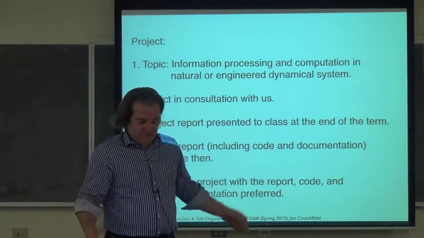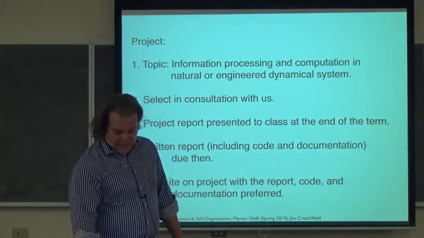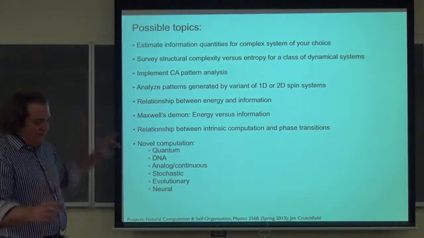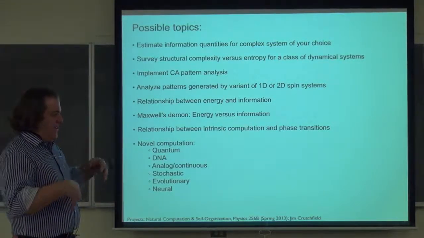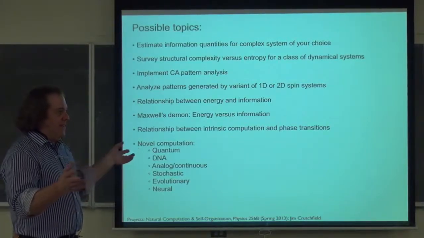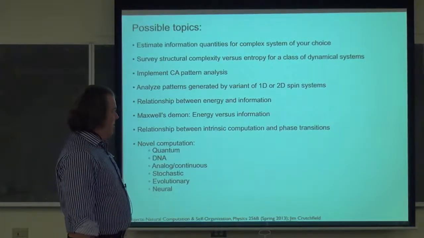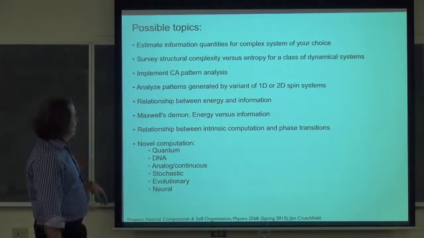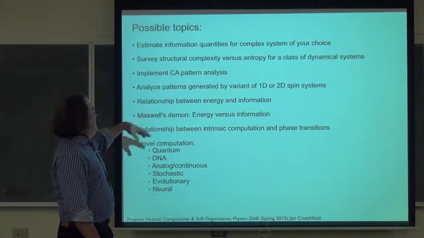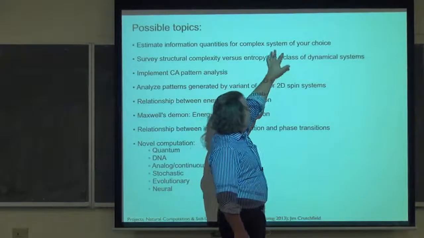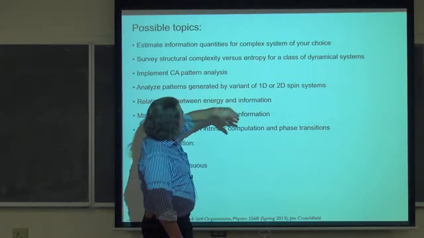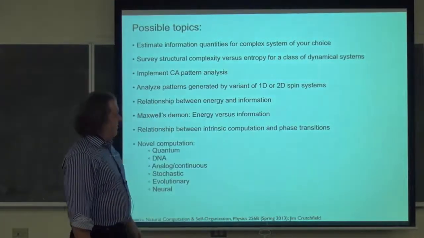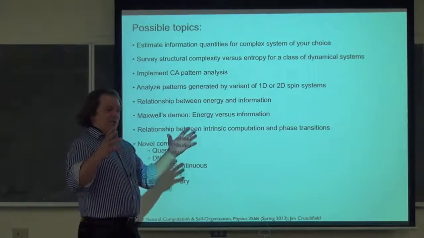Even those topics that didn't pan out well would be worth doing. And again, this is just to stimulate your thinking a little bit, maybe to indicate how broadly you can search. Here are some example topics. Generally, pick some complex system, a cellular automaton, or the Duffing-driven oscillator, or the Van der Pol oscillator, and estimate some information quantities. That would probably be a straightforward project.